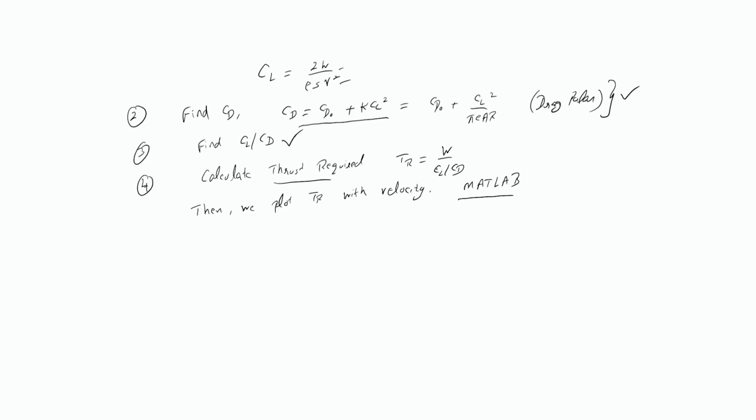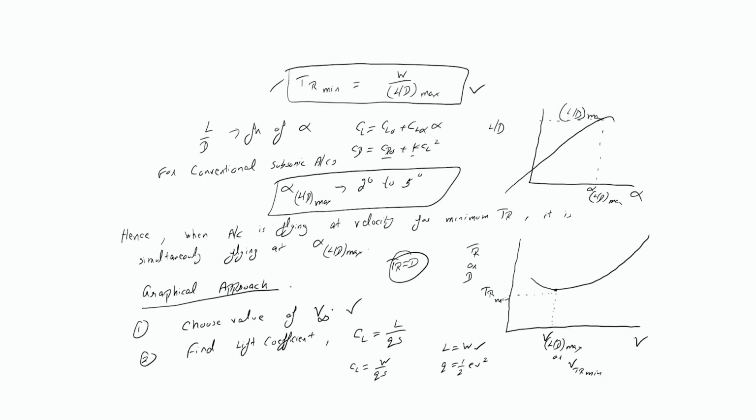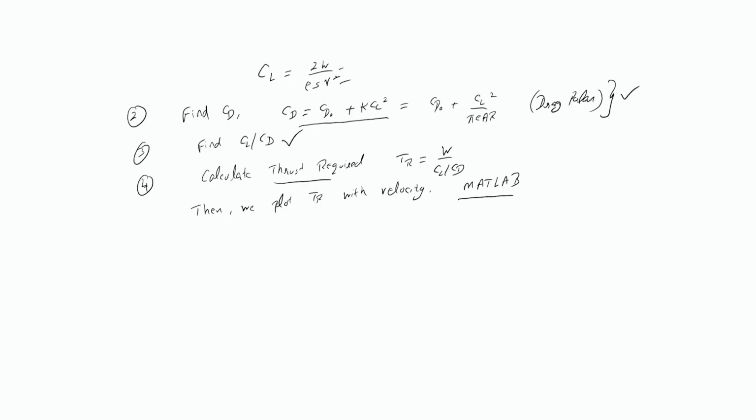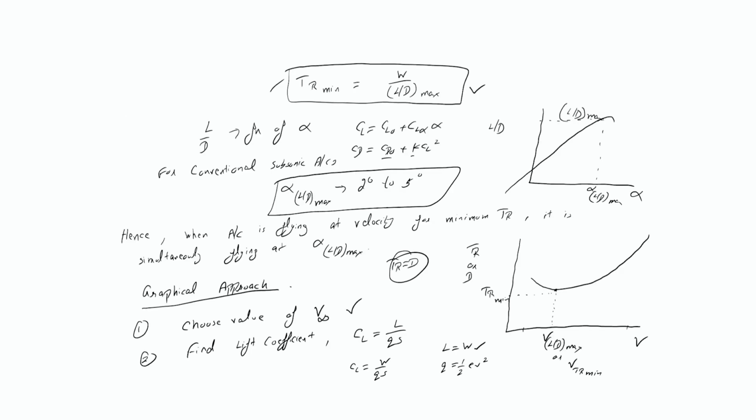Now we had considered only a single scalar velocity V infinity. So similarly for different velocities from this point to this point, we can easily plot thrust required with velocity in MATLAB, using this graphical approach. And this we'll also be doing in a MATLAB example. We'll also discuss how the angle of attack is changing in this curve.